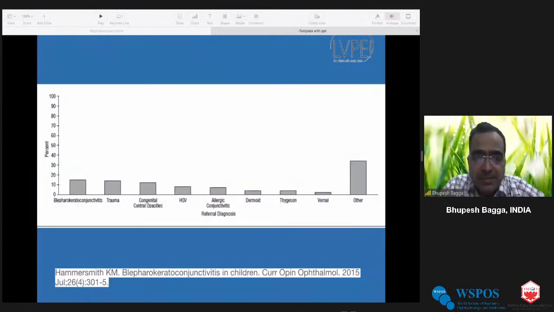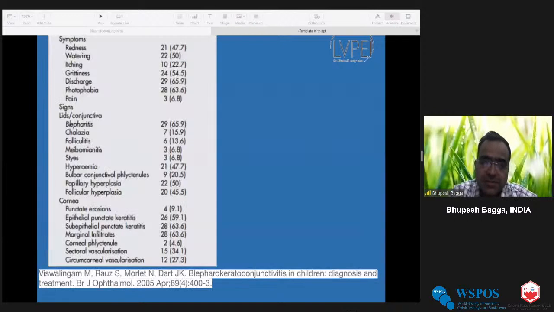It is not that uncommon to see a patient or kid having blepharokeratoconjunctivitis. In one study, it is almost equivalent to trauma or congenital corneal opacities or even herpes simplex virus. So almost 17 to 20% of cases of inflammation in kids can be blepharokeratoconjunctivitis in a few studies.